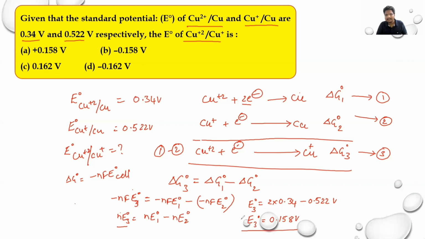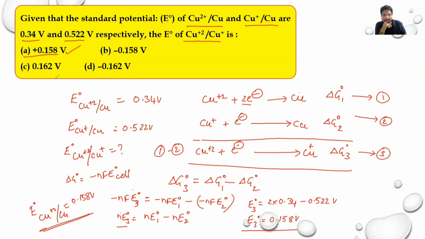So this is the standard cell potential of copper plus 2 to copper. So that is 0.158 volts. Okay, this is a standard reduction potential. So here the correct option is 0.58 volts. So this is the correct option. Is it clear, all of you?